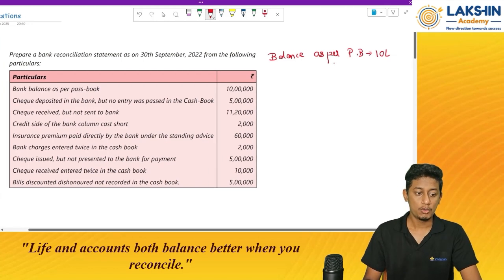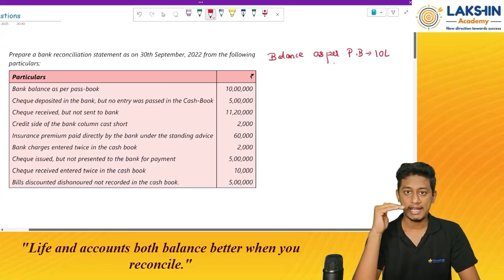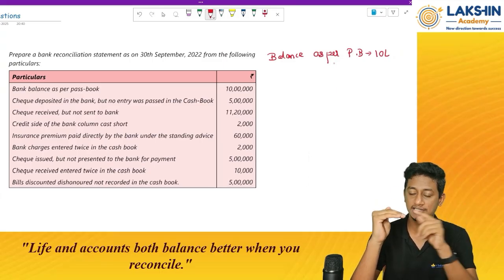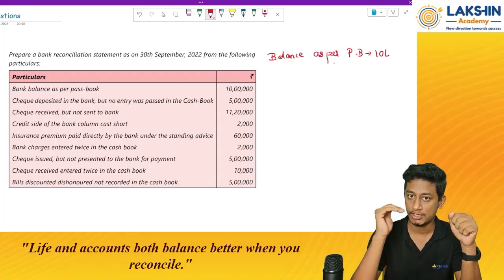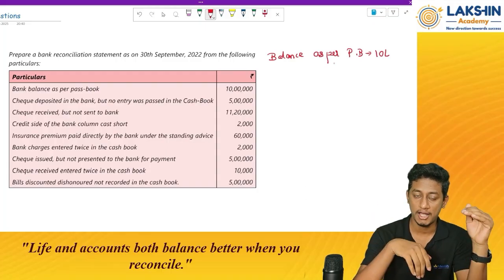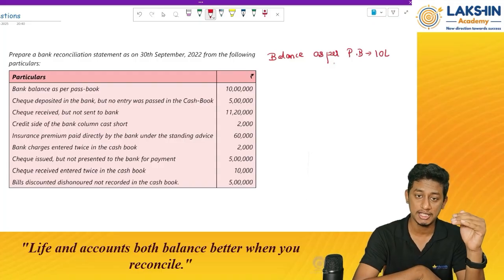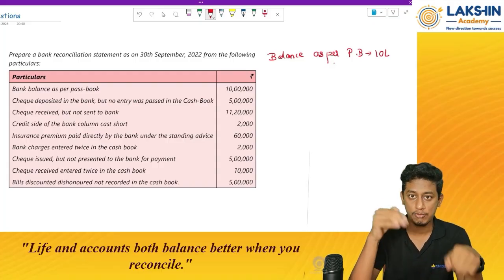Now look at each transaction. My right hand will be my cash book. My left hand will be my passbook. Remember this. Cash book, passbook. Right hand is always my cash book. Left hand is always my passbook. Cash book, passbook. Okay.